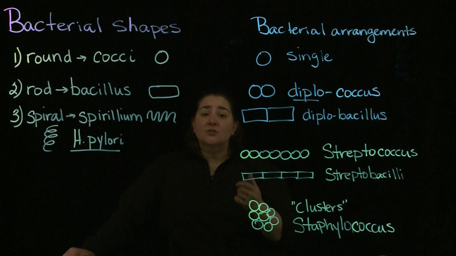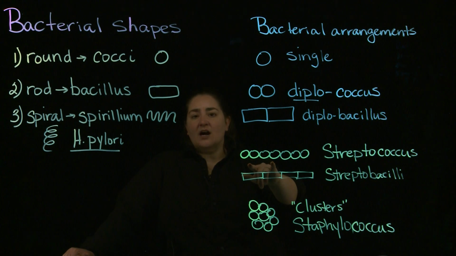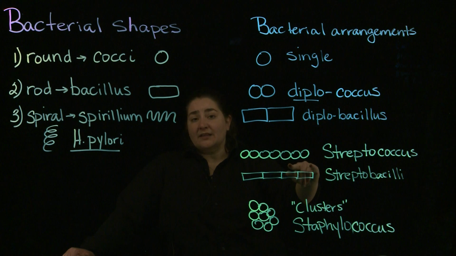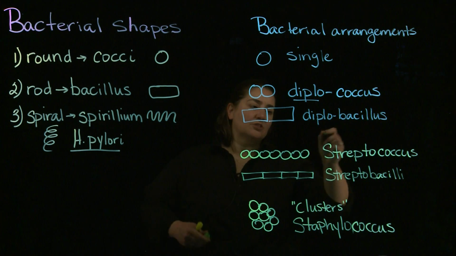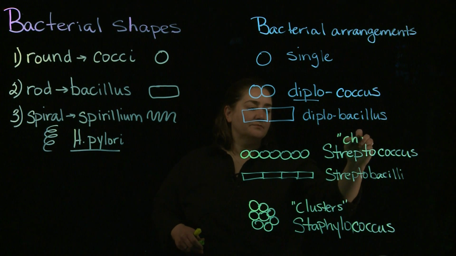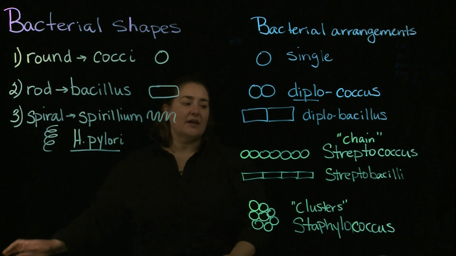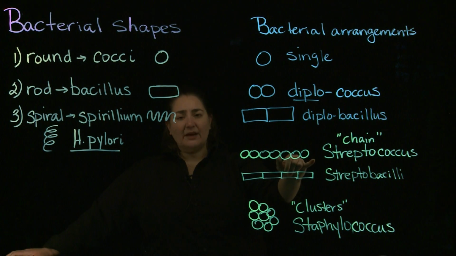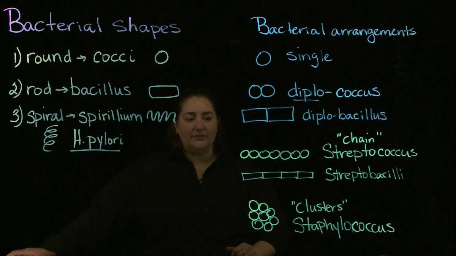If you've ever had strep throat, the bacteria that causes strep throat is Streptococcus pyogenes. So the arrangement of the bacteria is going to be linear. They're going to be in a chain. Let me put the chain up here just to remind you. That Streptococcus pyogenes will orient themselves into a long chain like that.